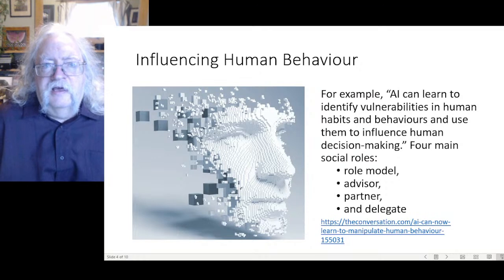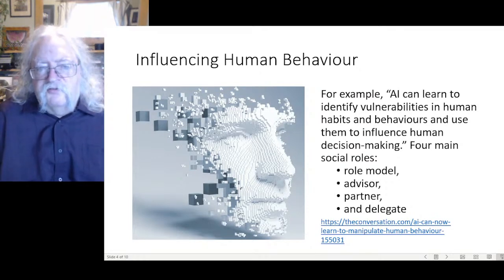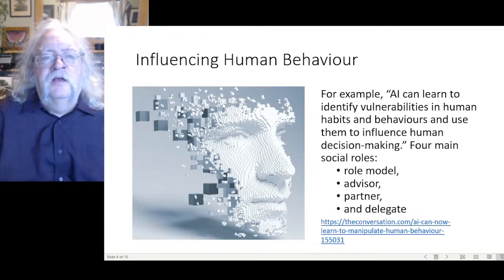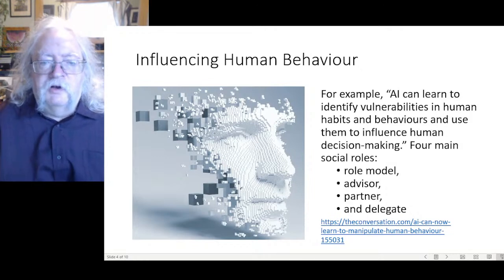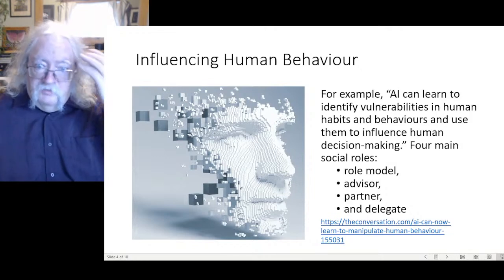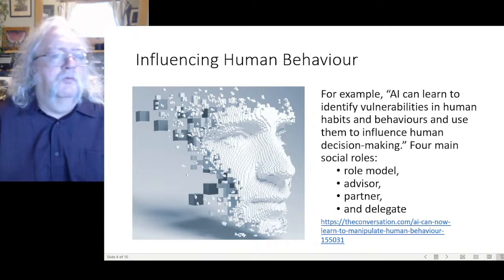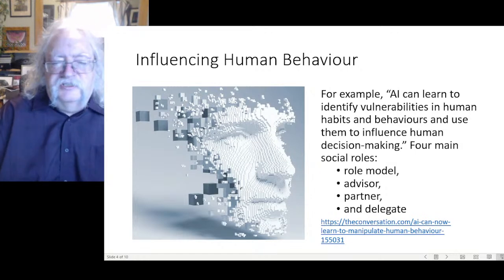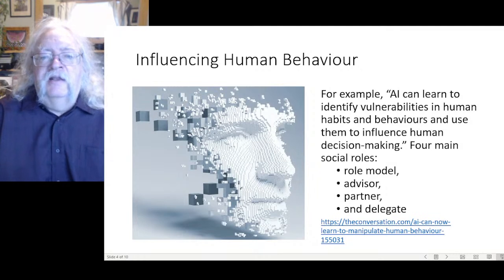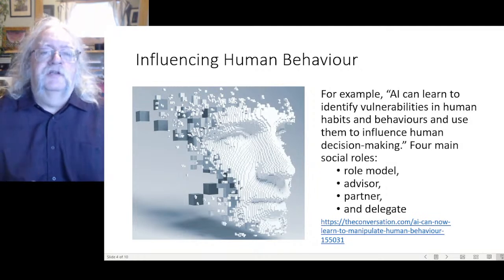The AI can, through actions like that, actually influence human behavior. This is especially the case the more an AI learns about an individual person. It can learn about their habits, their behaviors, their wants, needs, desires, as exhibited in what they look at, what they write about, and then take on social roles that influence their behavior.